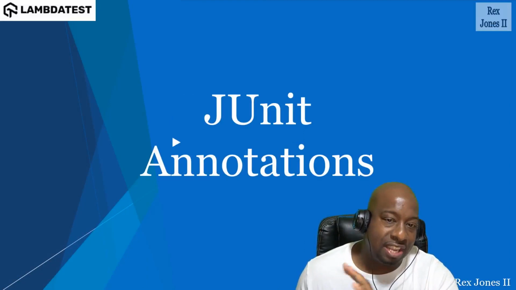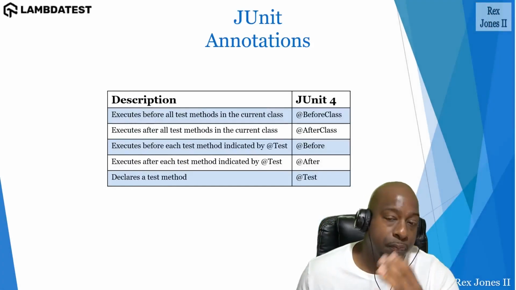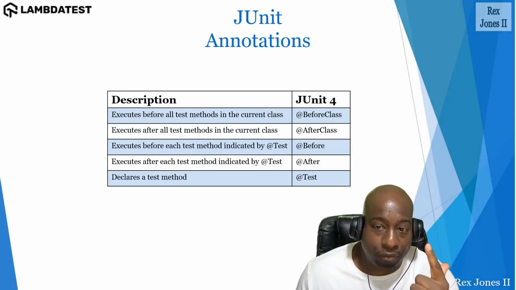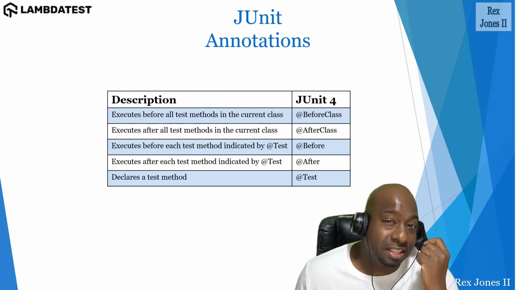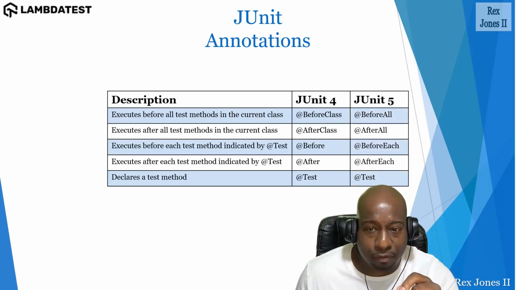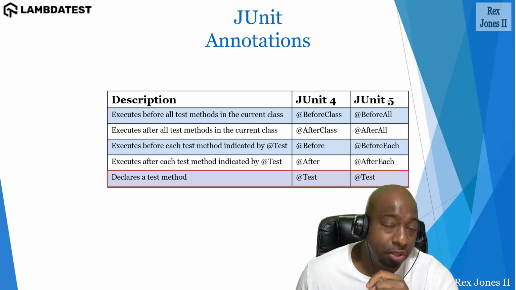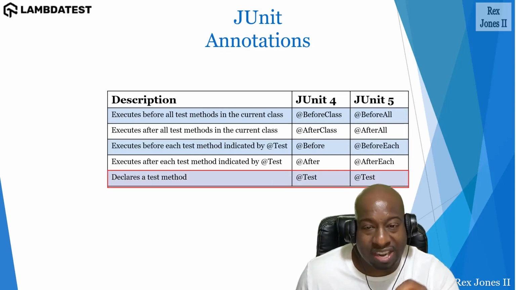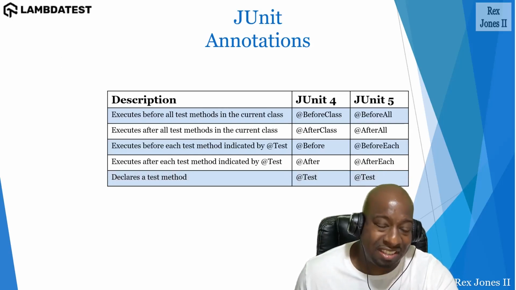JUnit 4 has already been covered, so we see there are 5 descriptions: before class, after class, before, after, and test. The same descriptions are available for JUnit 5. However, the annotations are different except for the test annotation. The test annotation remains the same because it declares a test method. That's how we test our application. All other annotations have been updated in JUnit 5.